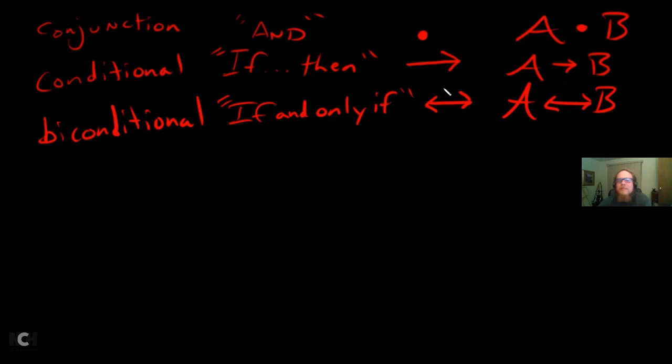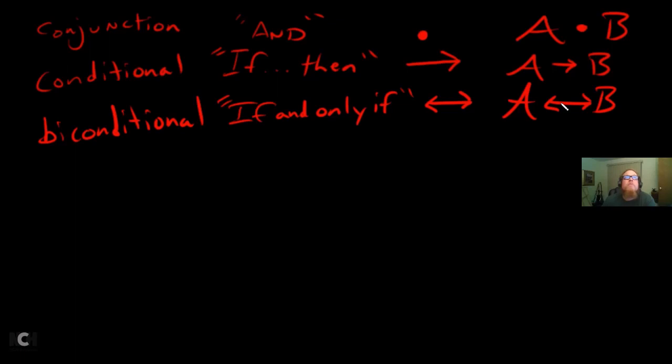So a biconditional is something like: a three-dimensional figure is a triangle if and only if it has three angles. That means if it's a triangle, then it's got three angles, and if it's got three angles, then it's a triangle. That's all it means. If and only if just means that whatever you're talking about as a definition works both ways.